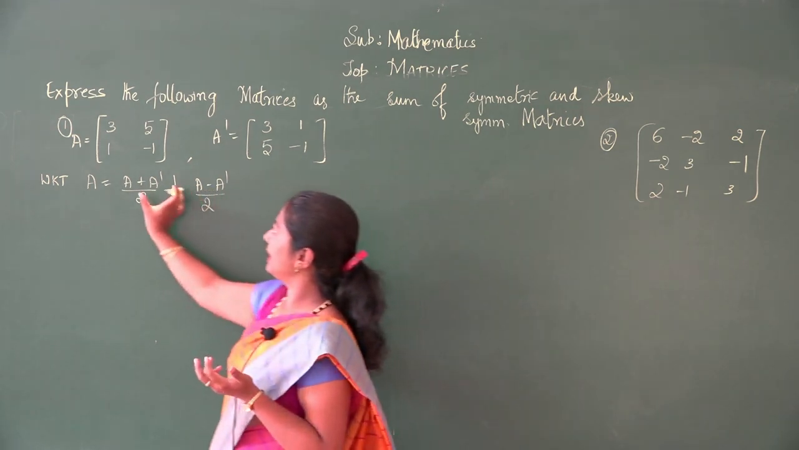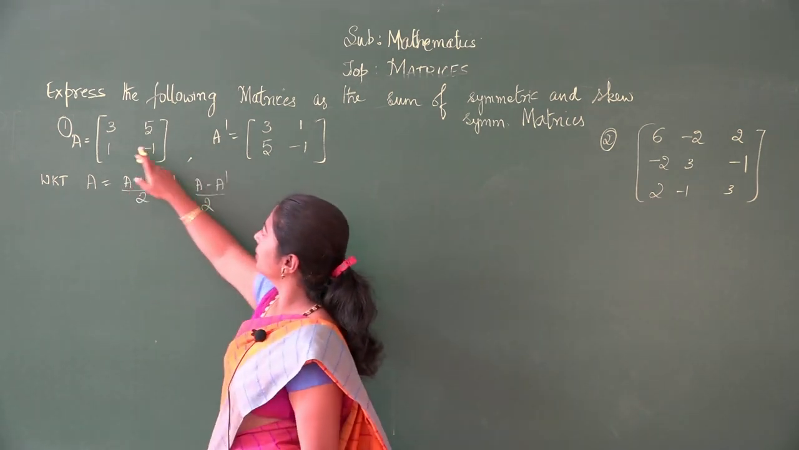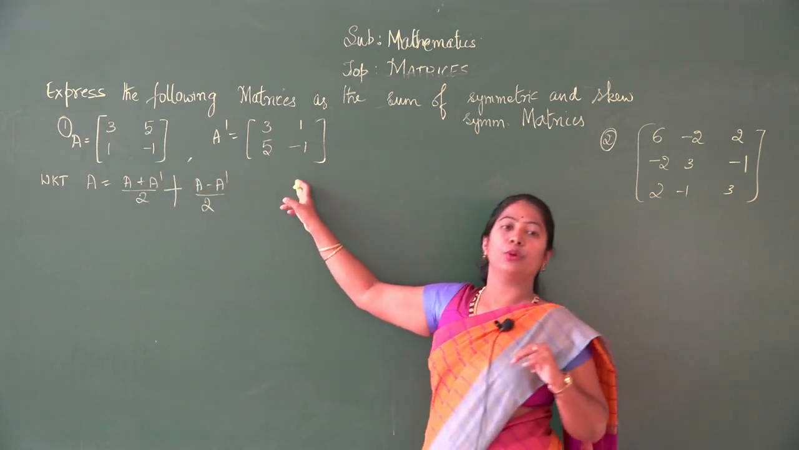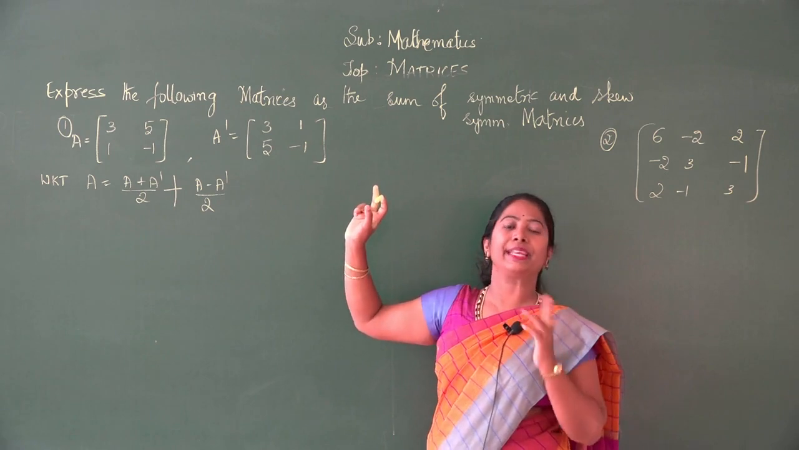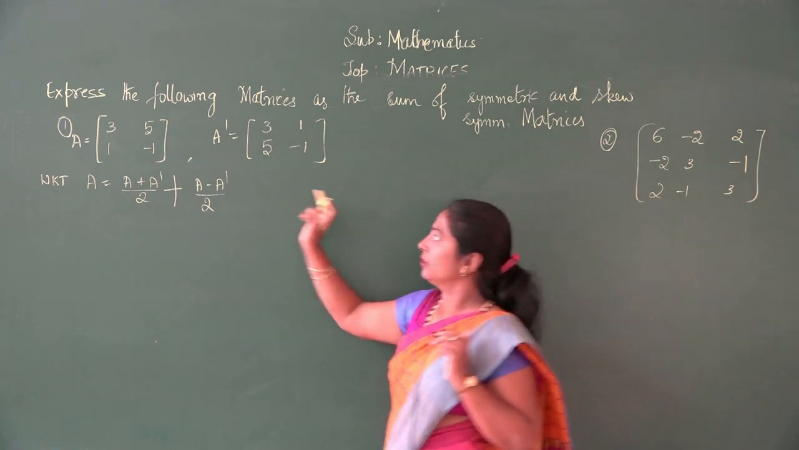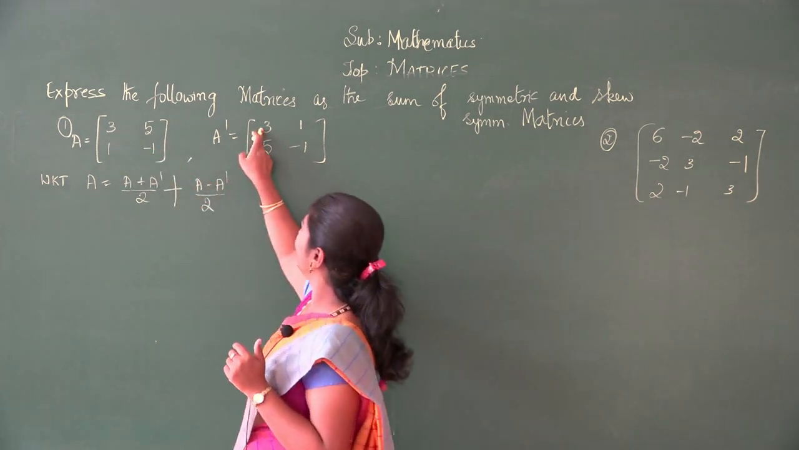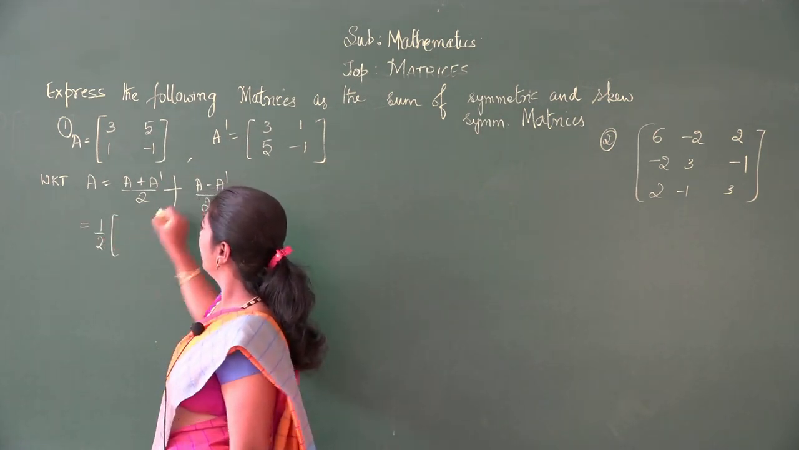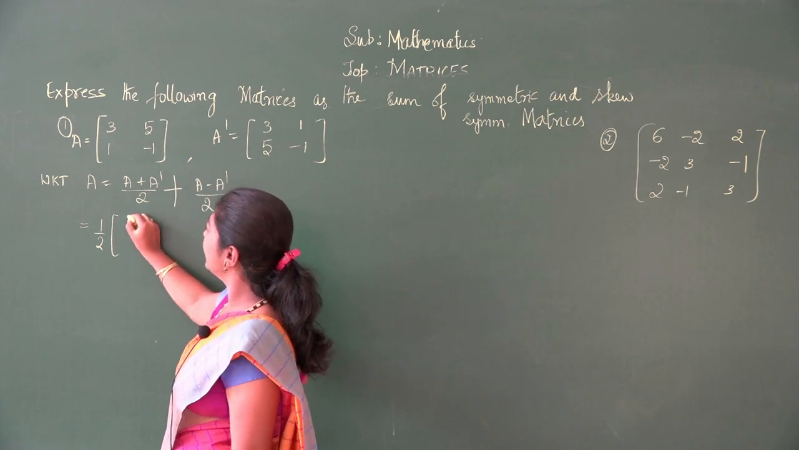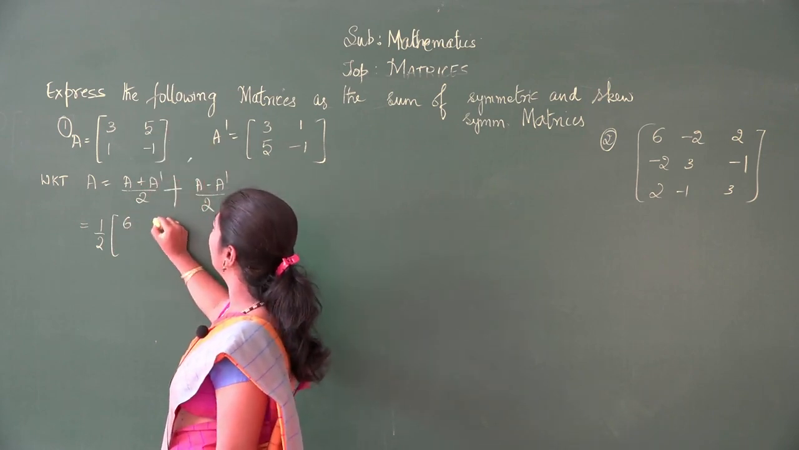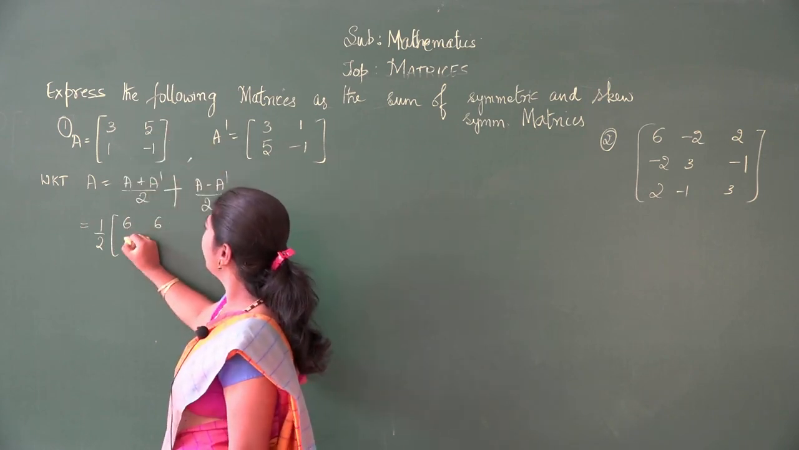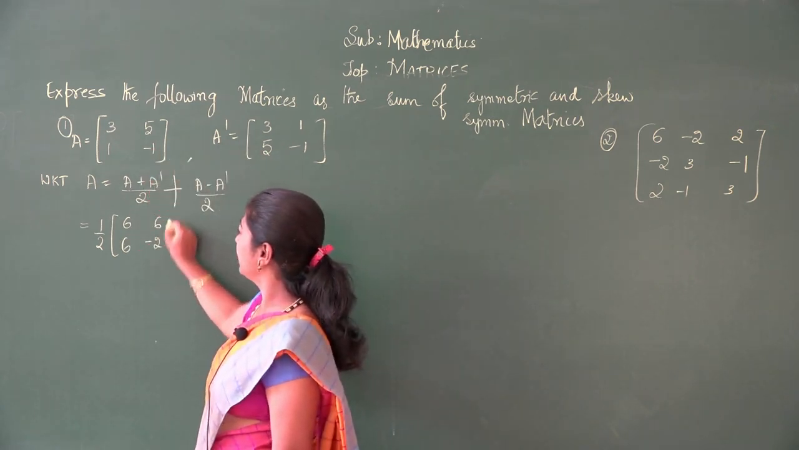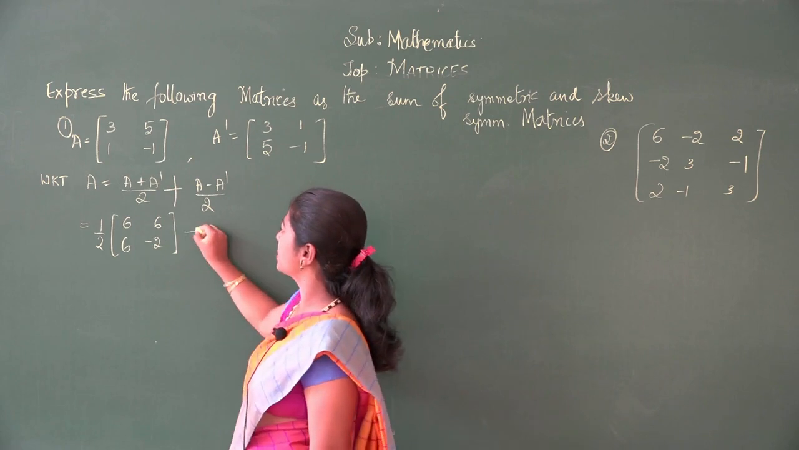So, first we will write A plus A dash. What is the order of the first matrix? 2 cross 2. Order of the second matrix? 2 cross 2. Orders are same, corresponding elements can be added. So, 3 plus 3 will be 6. This is nothing but half into A plus A dash. 3 plus 3, 6. 5 plus 1 will be 6 again. 1 plus 5, 6. Minus 1 plus minus 1 will be minus 2. This is A plus A dash.